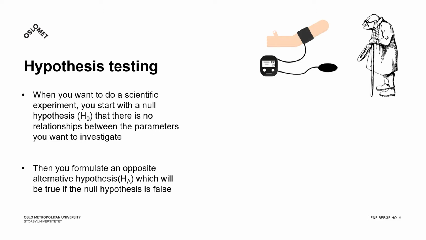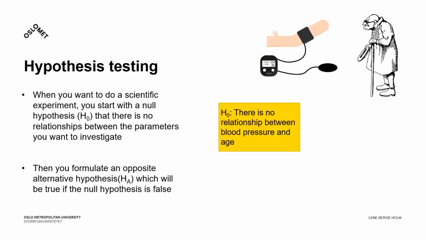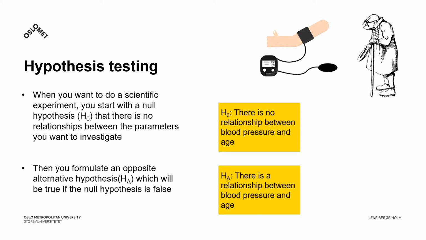Let's say I want to investigate whether there is a relationship between blood pressure and age. I formulate my null hypothesis: there is no relationship between blood pressure and age. And the alternative hypothesis: there is a relationship between blood pressure and age.